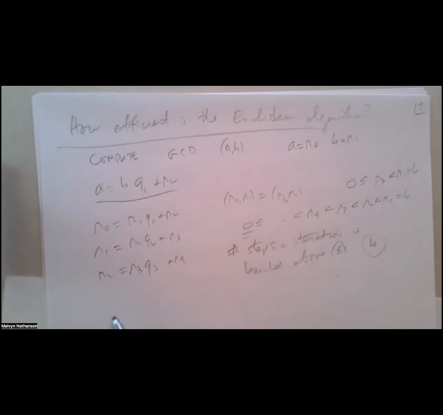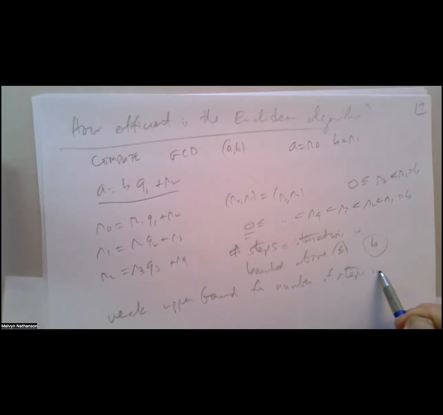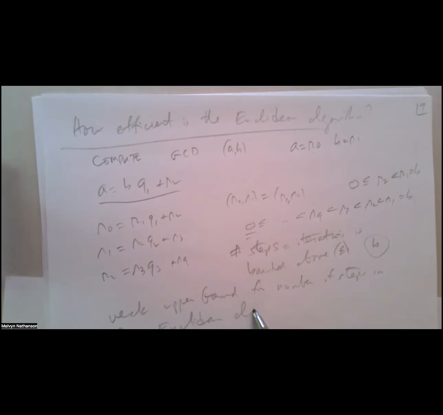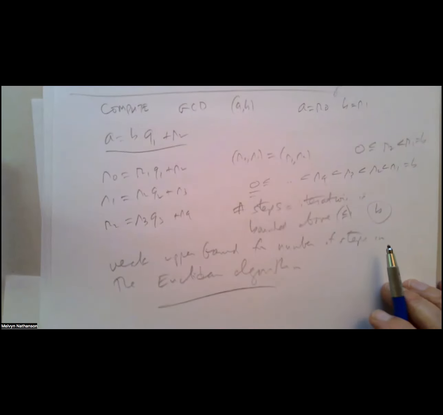So this is what I would call a weak upper bound for the number of steps in the Euclidean algorithm. But someone thought hard about this problem. And also, there's experiment. You actually pick a lot of numbers and run the Euclidean algorithm, and you see how many steps it took until you got the answer.